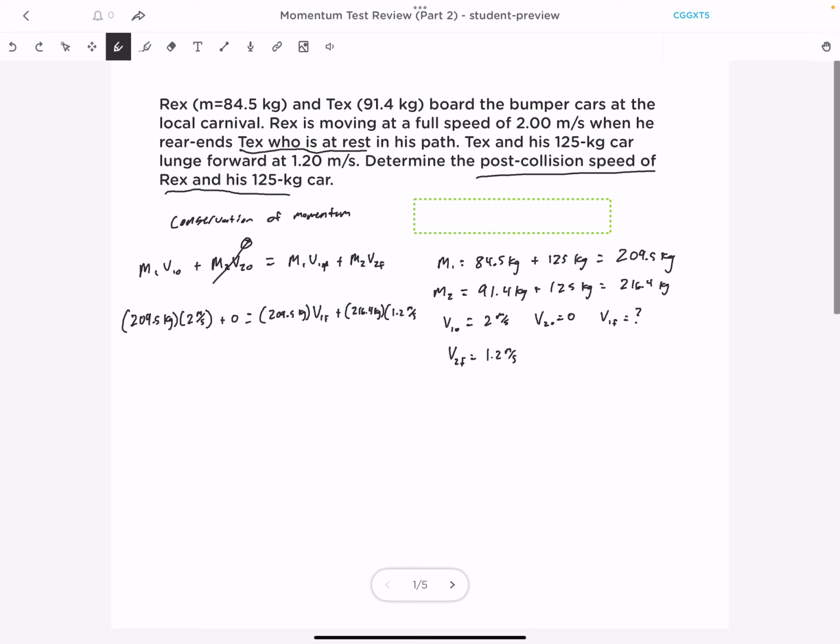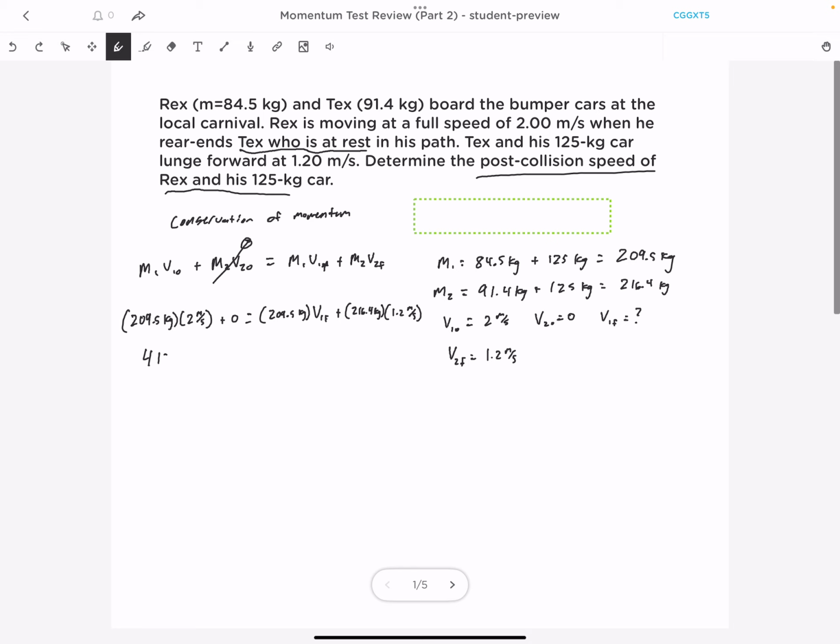I'm writing a little small because I'm running out of space here. But let's perform all the calculations. All right, so 209.5 times 2, that comes out to 409. Wait, no, that comes out to 419. Yeah, 419. Okay, so we have 419 kilogram meters per second. All right, and then plus 0, well, that's just 0.